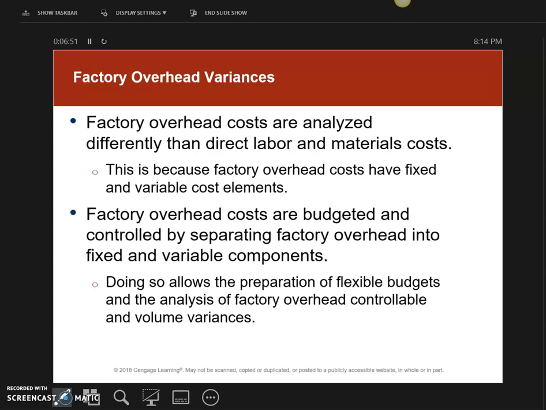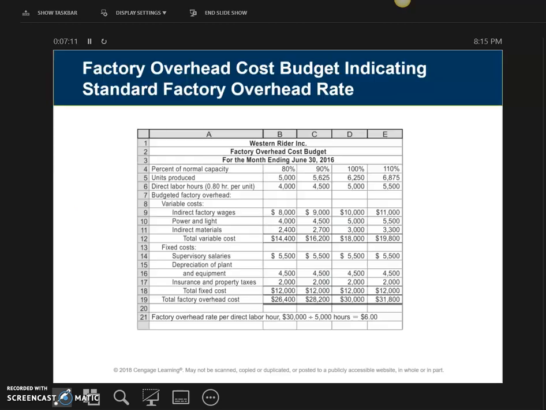We're now going to look at chapter 22, and we're going to look at the variances for the factory overhead. So you understand factory overhead is broken into two types of cost. I have fixed cost and I have variable cost. And I actually have to be very careful here. So I actually have a report on the next page that shows me my overhead cost budget.